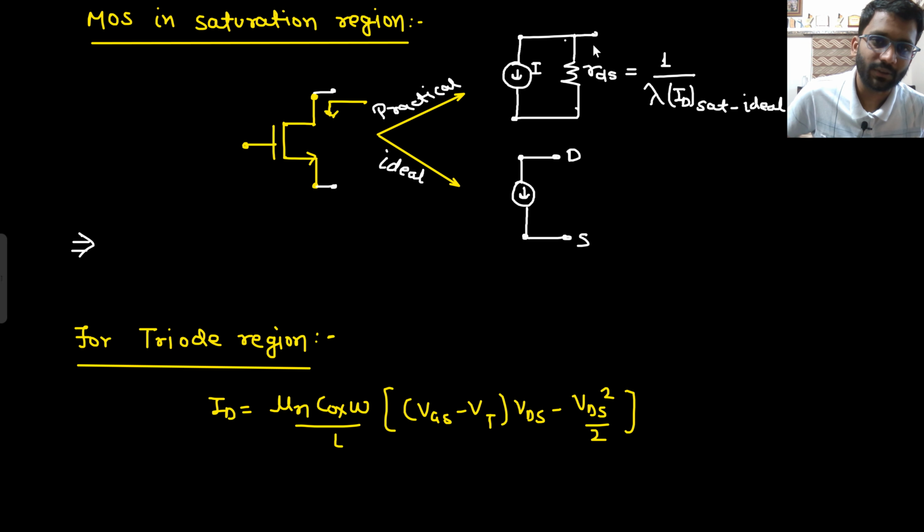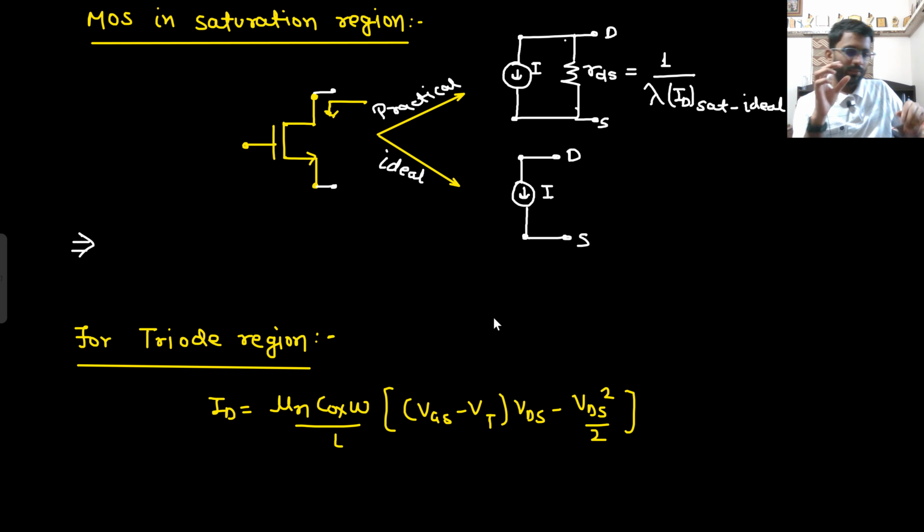So this is drain to source. Here this is also drain to source, and this is the current source. Now people say that it is a constant current source. Yes, it will be a constant current source, but only when VGS is constant. In some questions your VGS will be varying. Let's assume my MOSFET is in saturation region, but my VGS is varying. So what will happen to my current source? The current source value will also vary.